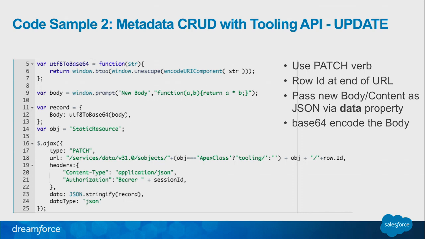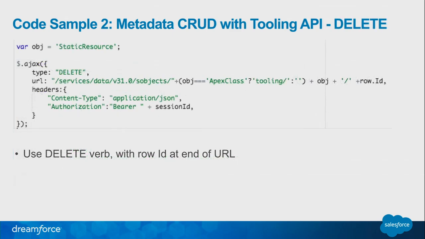So you change your function. Now you change your JavaScript file, put the new body in there. Don't forget to UTF-8 to base 64 it, and then put it in there. So same as before. Delete is super easy. Just do a delete request to the URL with the row ID on the end.